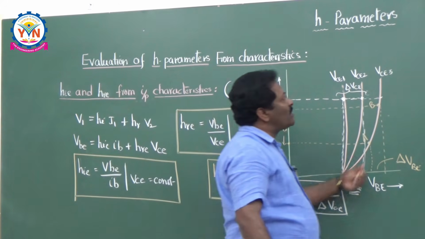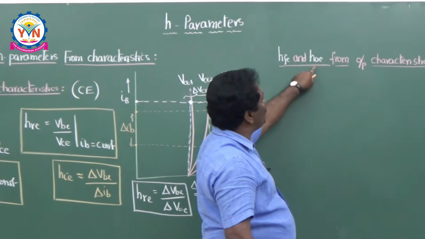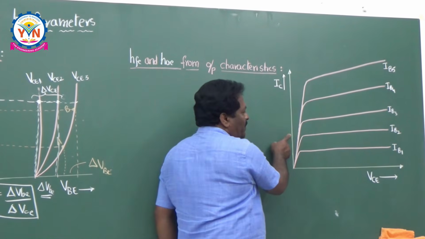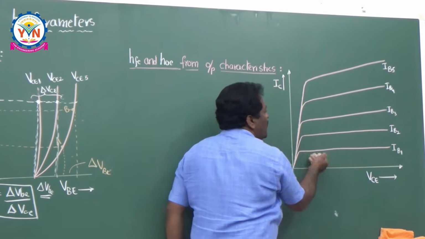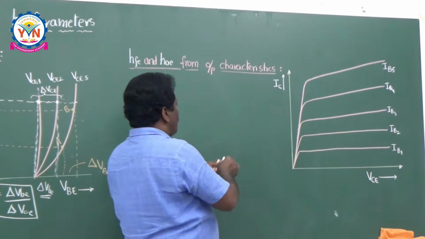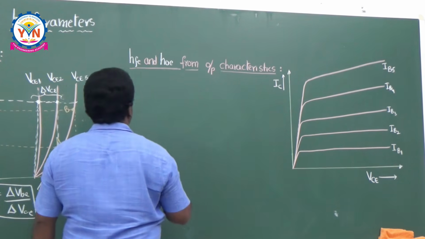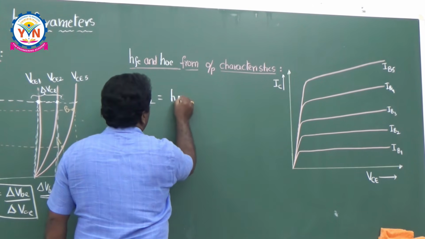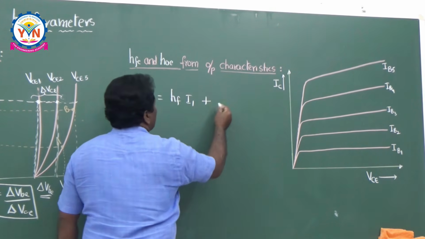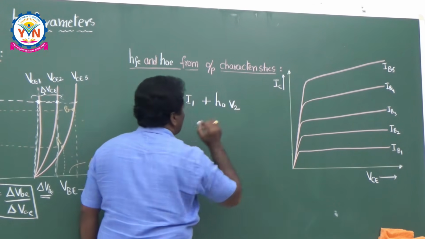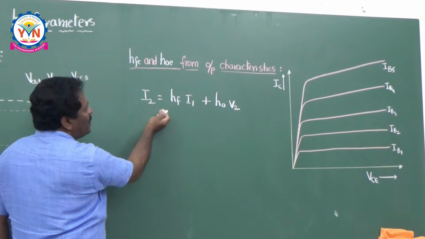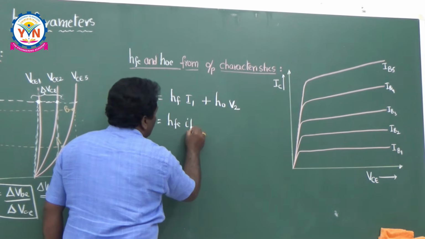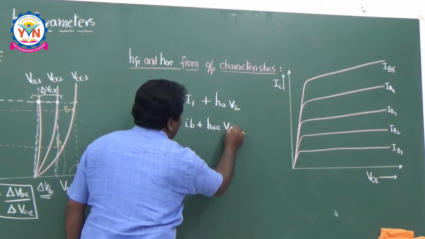Similarly, I would like to tell you how to calculate HFE and HOE from the output characteristics. What do you mean by output characteristics? It is a graph plotted between output voltage and output current, keeping input current constant. The generalized equation in H parameters is I2 equal to HF times I1 plus HO times V2. So for the CE configuration, where I2 is IC, IC is equal to HFE times IB plus HOE times the output voltage VCE.